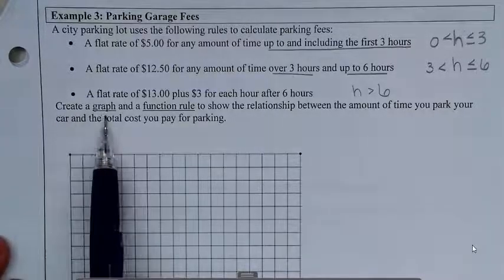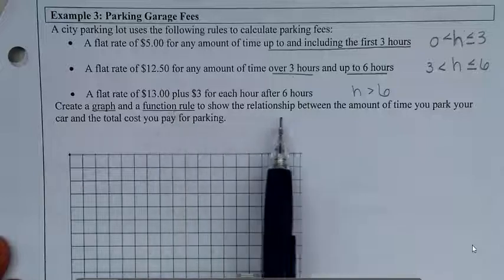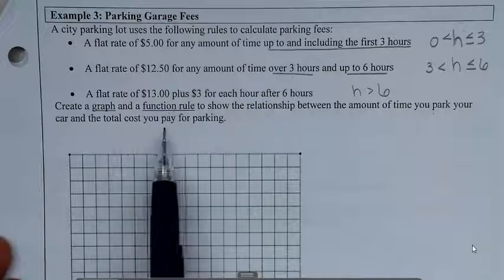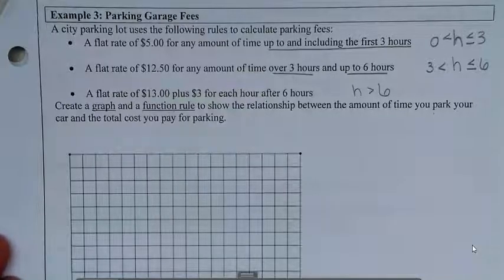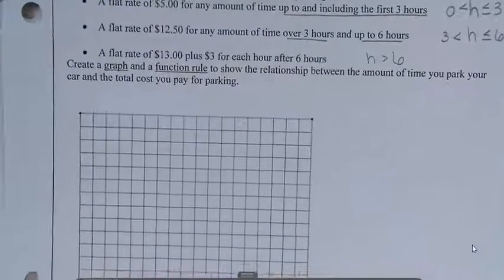We're going to create a graph and a function rule, or just a function, to show the relationship between the amount of time you park your car and the total cost you pay for parking. All right, so I think I'll graph it first. So what I want to do is I'm going to have my x-axis, or my horizontal axis, be my hours.